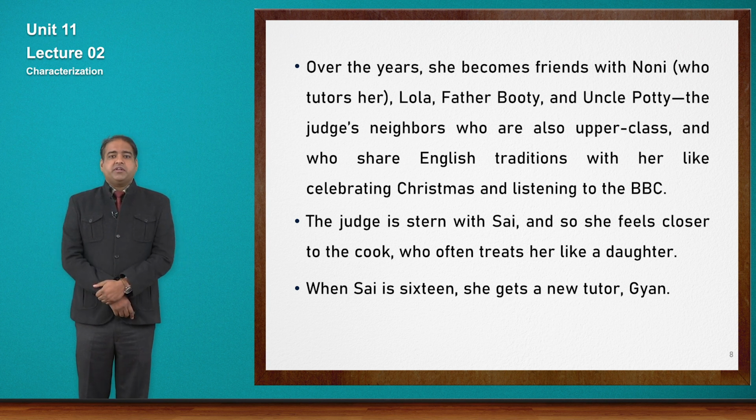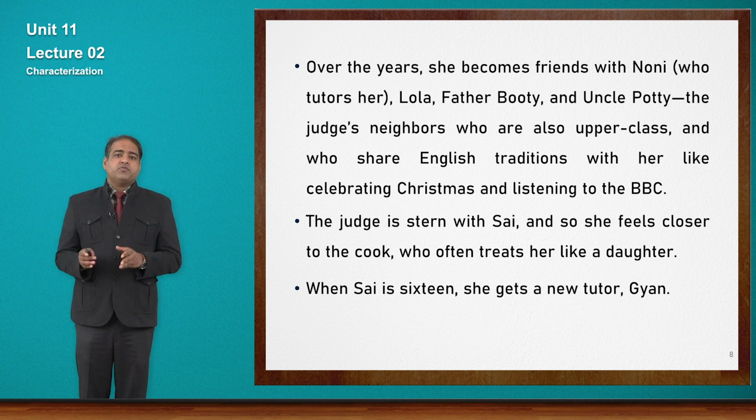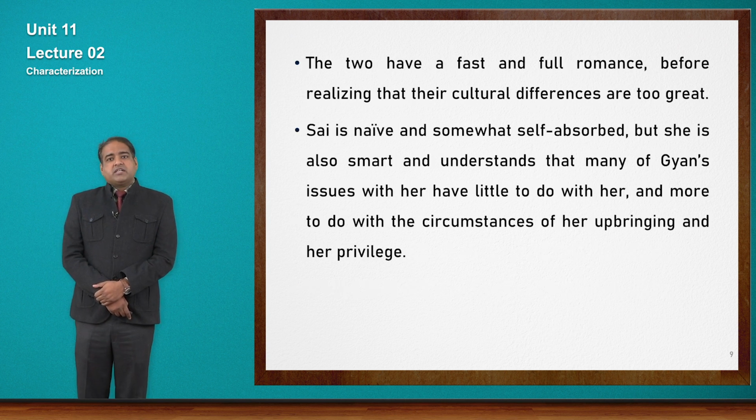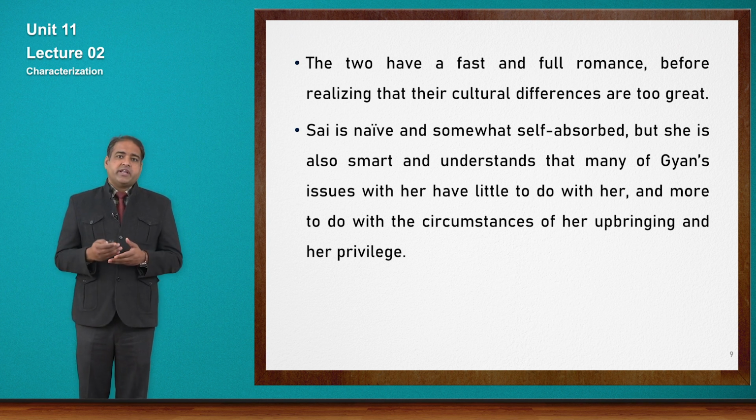When Sai is 16, she gets a new tutor, Gyan. So earlier Sai was taught by Noni, and then a new tutor appeared in that house, whose name is Gyan. The two have a fast and full romance before realizing that their cultural differences are too great. In this process of studying from Gyan, Sai gets attracted to Gyan, and then Gyan also gets attracted to Sai.